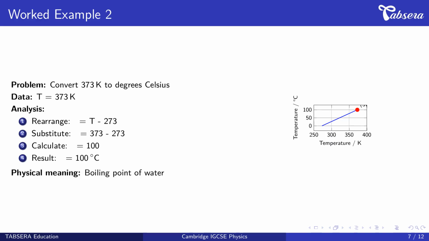373 minus 273 equals 100. Fourth, state the result. Theta equals 100 degrees Celsius. The physical meaning is significant. 373 Kelvin corresponds to 100 degrees Celsius, which is the boiling point of water at standard atmospheric pressure. The graph shows the linear relationship between Kelvin and Celsius scales, with our calculated point highlighted in red.